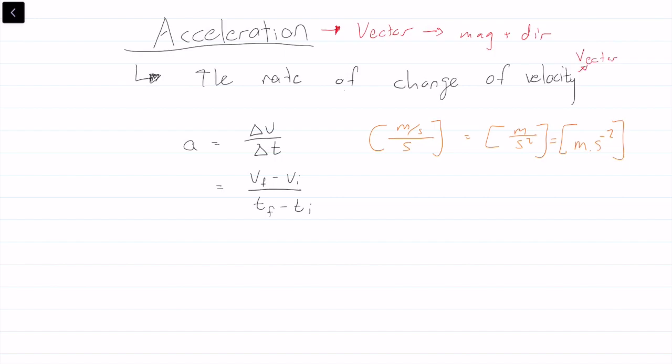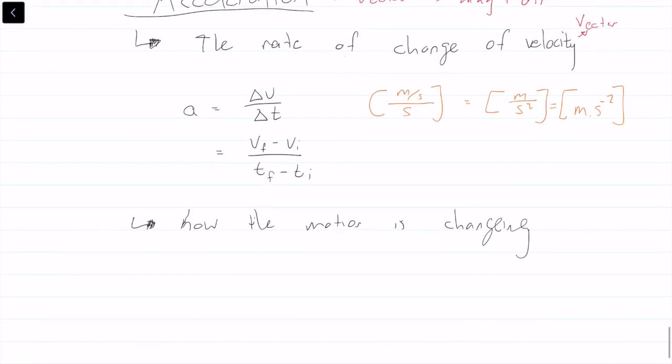So acceleration doesn't provide much information about the motion, only how the motion is changing. Acceleration has to do with how the motion is changing. We're not really able to tell how fast something's going, we only know how fast it is changing. So that's what we know, and we know that acceleration must be a vector, so it can be positive or negative.